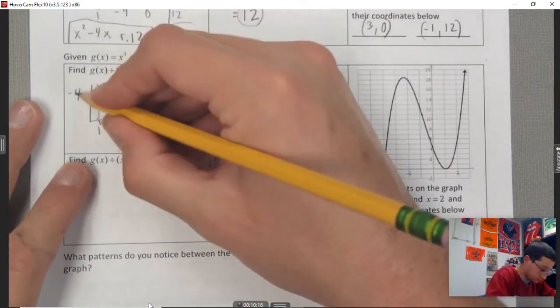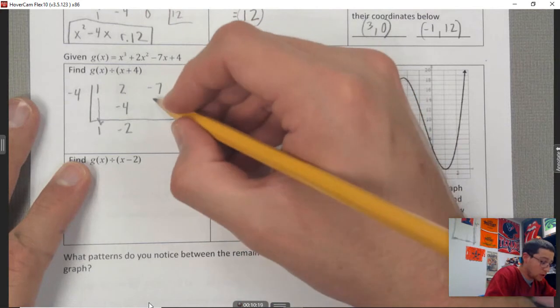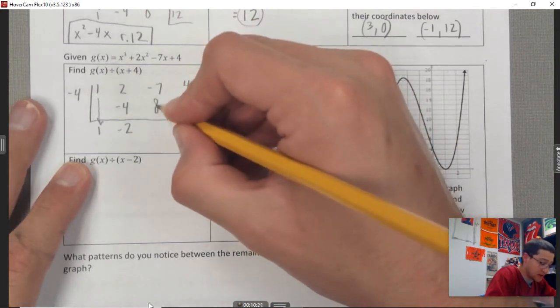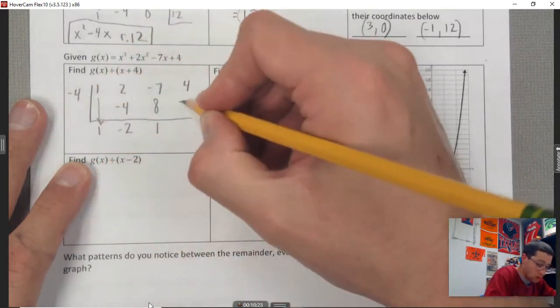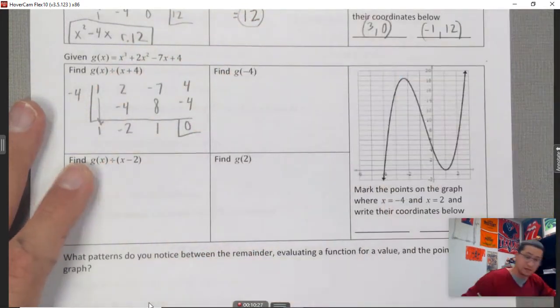Minus 2 here. Negative 4 times 2, negative 8, we've got positive 8 after adding. Negative 7 plus 8, that's 1. Negative 4 times 1, that's negative 4. I end up getting a 0 here.